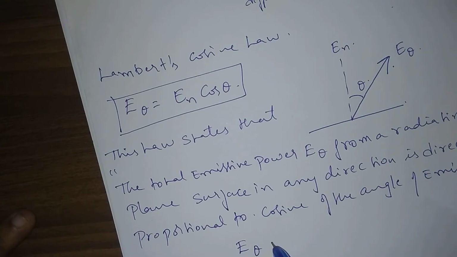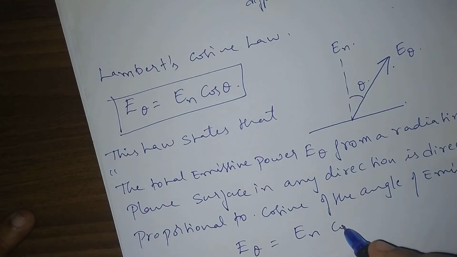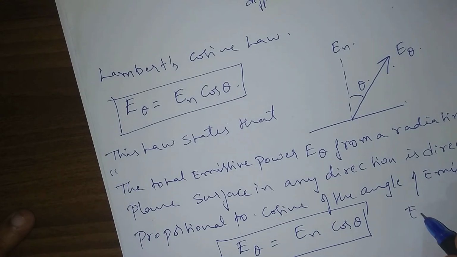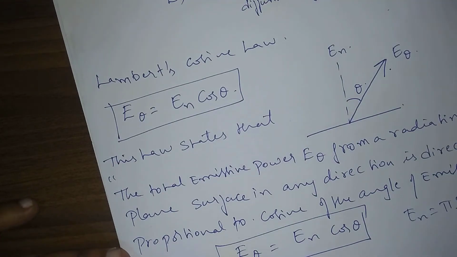So finally, E theta is En cos theta. How do we find this En? Similarly, En is equal to pi I. That is what it is. Now you can find it with the help of the intensity of radiation. Are you able to understand? So this is all about Lambert's cosine law.